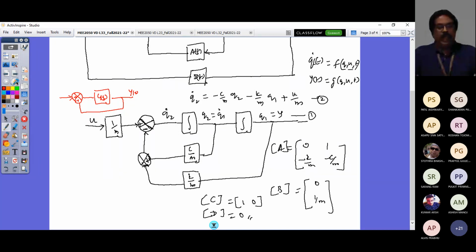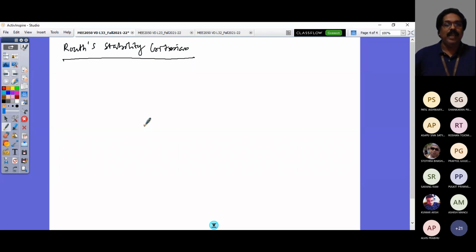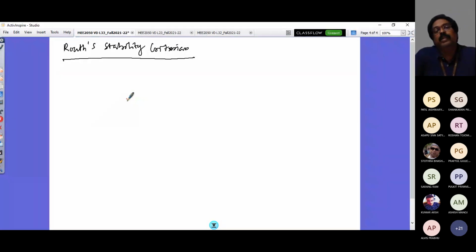Okay, so now let's get into the Routh stability criterion. What does this criterion state? Without solving for the roots of a characteristic equation, I would be able to comment on the absolute stability of the system. That's the statement of the Routh stability criterion. So what I mean is, now I'm going to write the equation and then let us see.